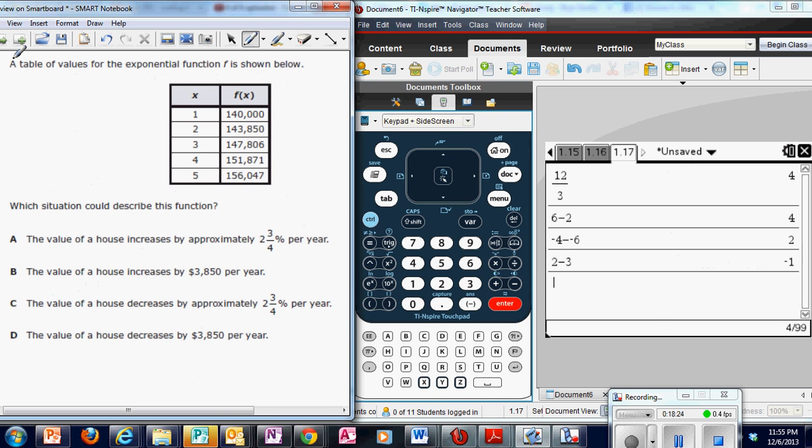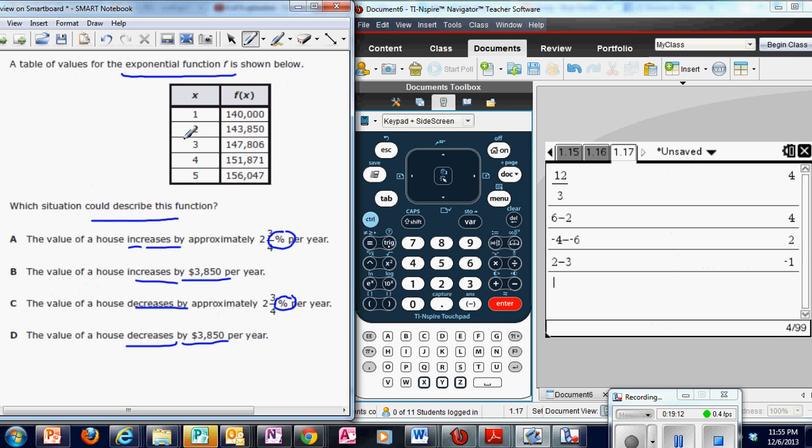Okay, a table of values for the exponential function f is shown below. Which function could describe this function? So it's an exponential, and we want the one that does describe it. Okay, the value of a house increases approximately 2 3/4%. That's big. The value of a house increases $3,850 per year. The value of a house decreases by 2 3/4%, or the value of the house decreases by $3,850. Let me get these keywords in here. So let's note we are increasing by 1 year at a time.